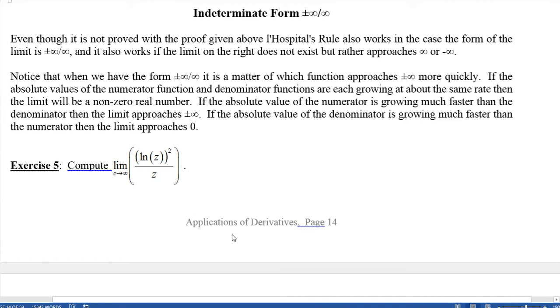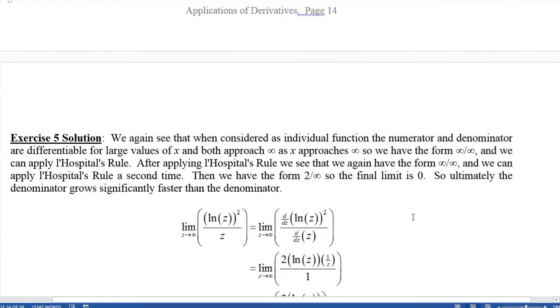So we're trying to find the limit as z goes to infinity of natural log of z squared over z. The first thing to do is make sure we can actually use L'Hopital's rule. As z goes to infinity, the denominator goes to infinity. And the numerator, the logarithm function, goes to infinity as z goes to infinity. Of course, squaring just makes it go to infinity a little bit faster. So both the numerator and the denominator are going to infinity. And as long as we're talking about z's bigger than 1, the whole fraction is defined, and both of the individual functions are continuous and differentiable. So we may apply L'Hopital's rule.